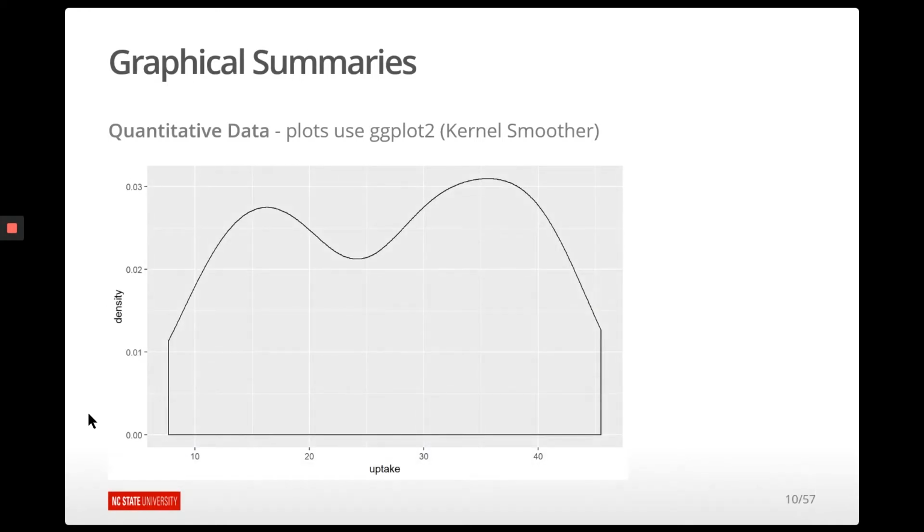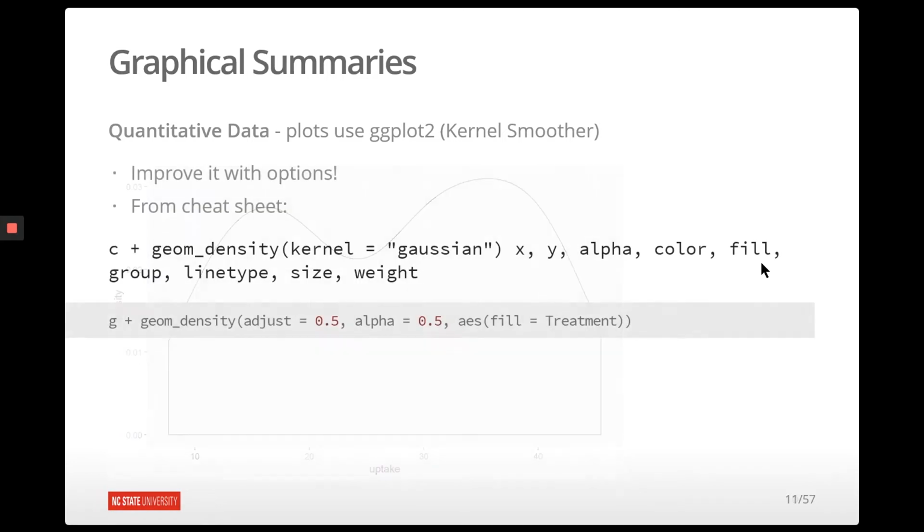And so if we do that on our uptake variable, it doesn't look very pretty. I mean, it is a smooth version, right? It looks nice and smooth, but it's just not super pretty. So of course, we're going to want to change some options on it to improve it. And so if we look at the cheat sheet, we can see that by default, we're doing a Gaussian kernel. And then here are the common aesthetics that you might want to look at.